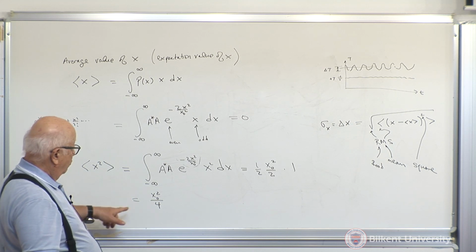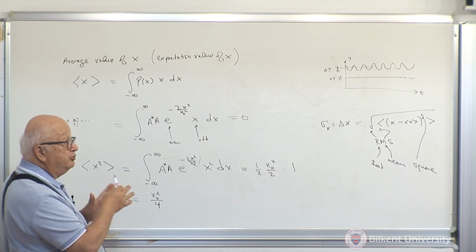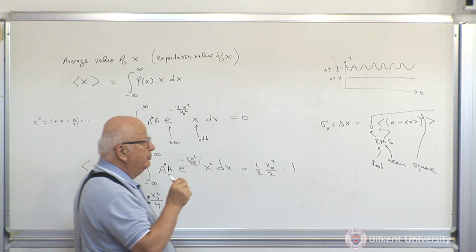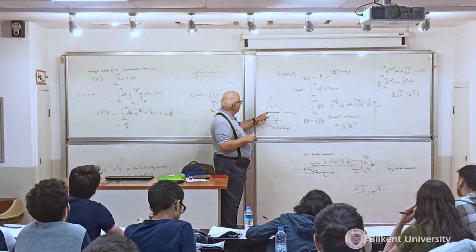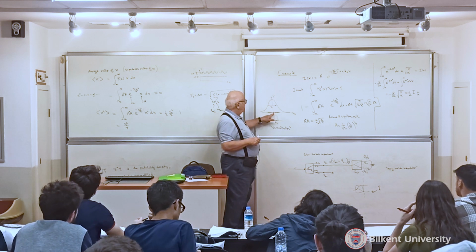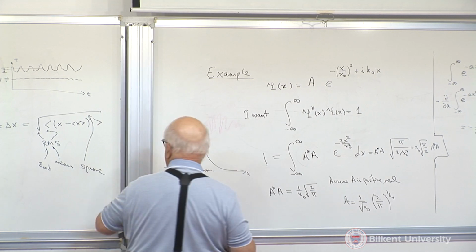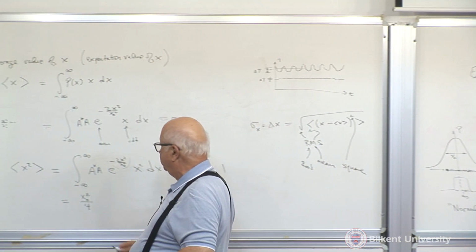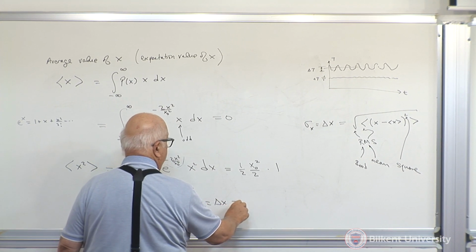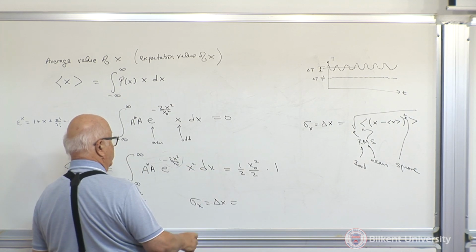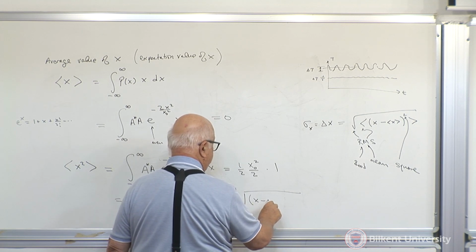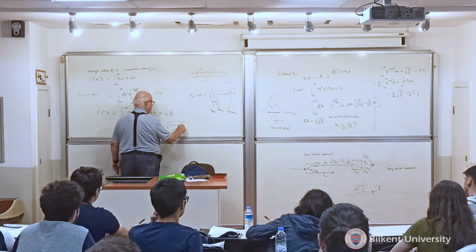Okay, so for our problem, what is the fluctuation in x? How much will my measurements fluctuate if I just measure x? On the average, I'm going to get 0. Okay? But how much is the fluctuation going to be according to this definition, sigma x, which is equal to delta x, which is just the square root of the average of x minus the average value of x, squared.